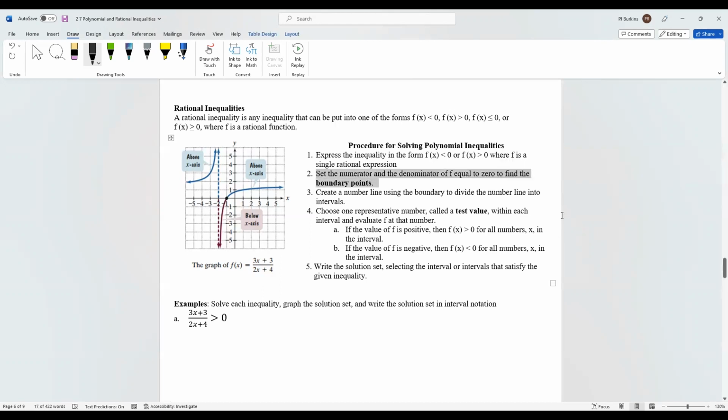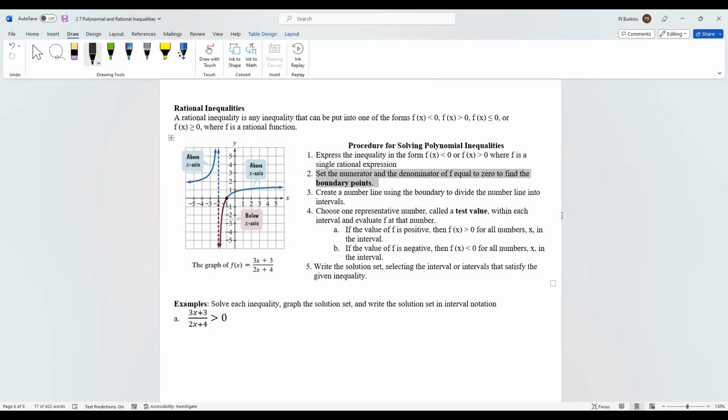So just like before, we're going to first make sure that it's not greater than, less than, whatever a number. We have to have 0 on the right-hand side. That's step 1. Step 2 is now, instead of just setting it equal to 0 and solving for the roots, we're now setting the numerator and denominator equal to 0 and solving. So this is basically looking for where are the roots and where is the rational expression undefined. That'll give us all of our boundary points.